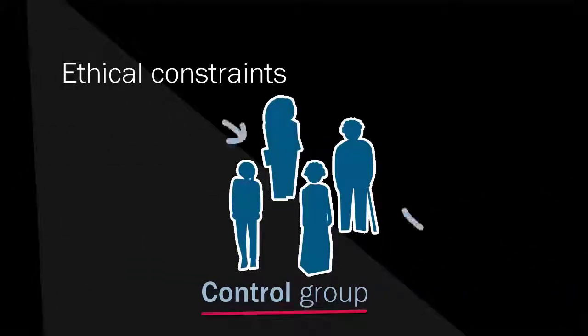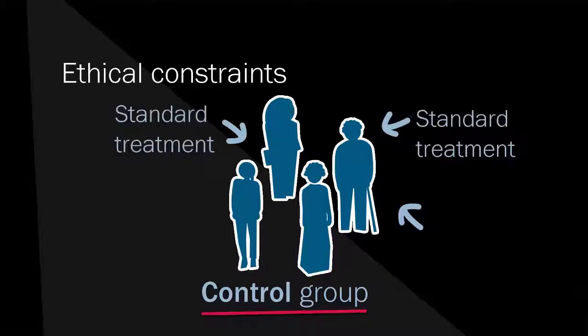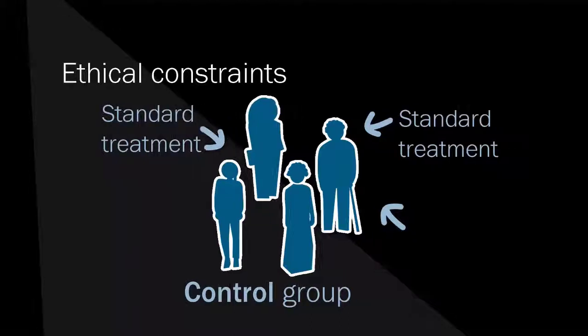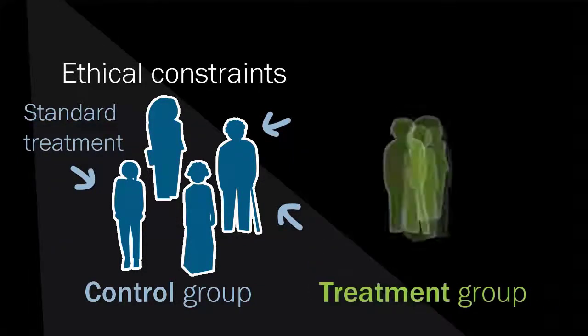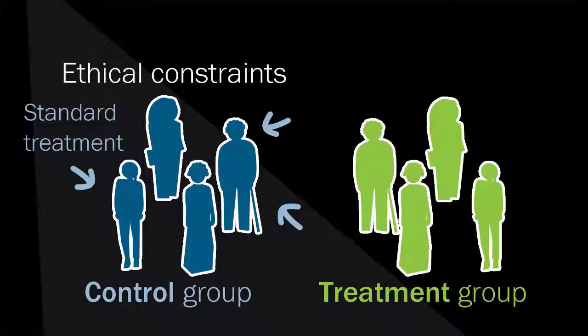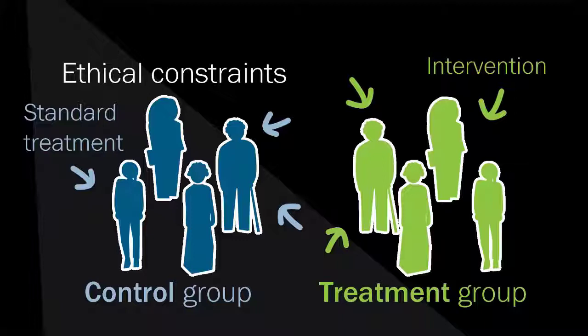Ethical constraints limit what the control group can receive. If there is a standard treatment in use, the control group will have to receive it. By standard treatment, we mean the treatment a patient would normally receive if they were not in the trial. A placebo is only used if there is no current standard treatment. Both groups are then followed up to assess the effectiveness of the intervention compared with the control treatment. The intervention should be at least as good as the standard treatment.